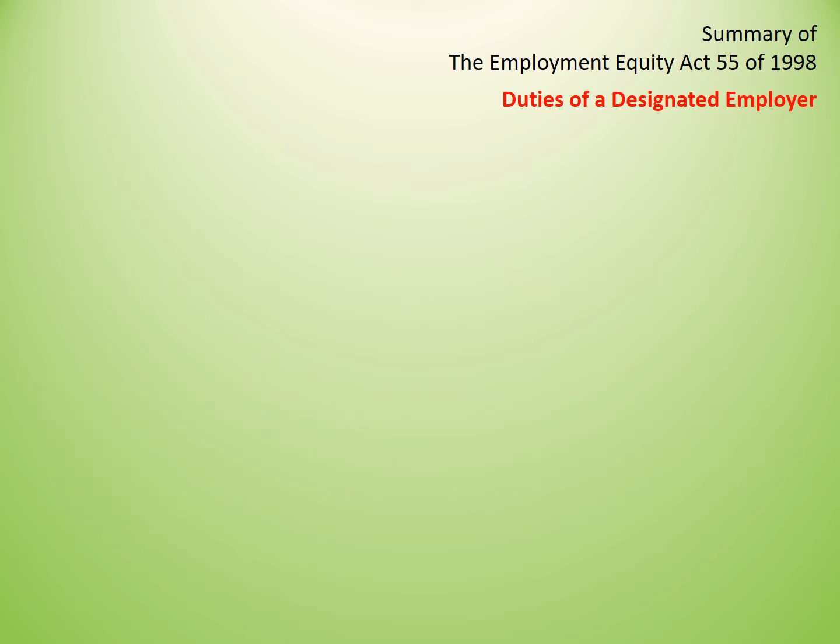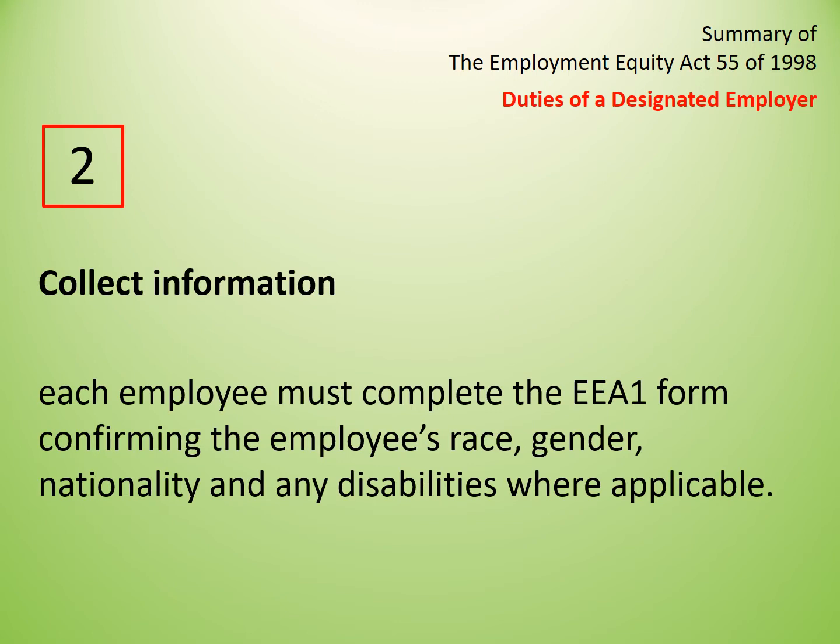The designated employer needs to collect information. Each employee must complete the EEA-1 form confirming the employee's race, gender, nationality, and any disabilities where applicable. The EEA-1 form is part of the checklist of documents that inspectors from the Department of Employment and Labor may ask to see during routine inspections and is also part of the BEE verification audit process.